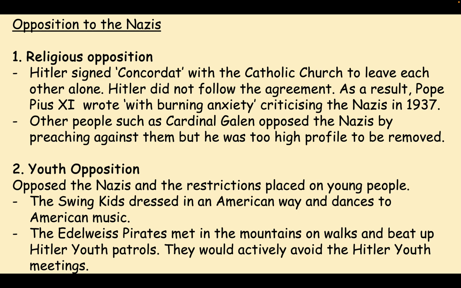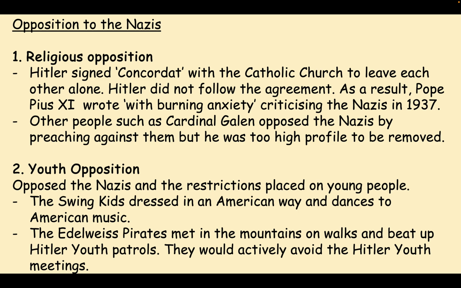In terms of opposition to the Nazis, we can kind of group our opposition into two bands. One is people who are religious who oppose the Nazis, and the other is young people who oppose the Nazis. Now, in class, we looked at a number of different examples, but I've just distilled these down to the key people from the religious side and the key groups from the young people side as well.